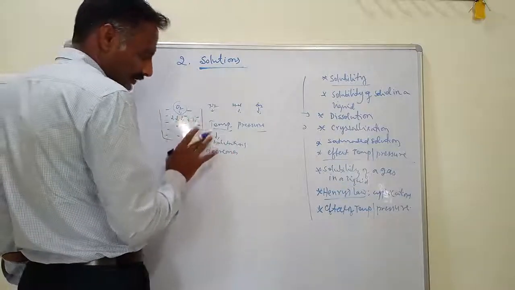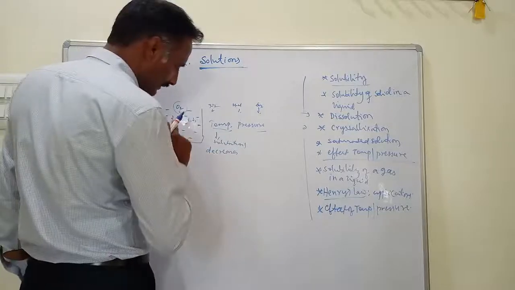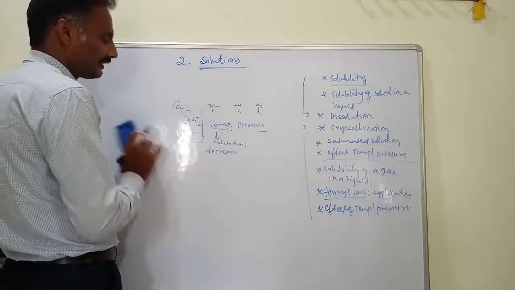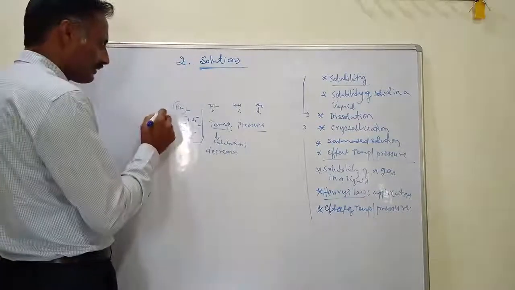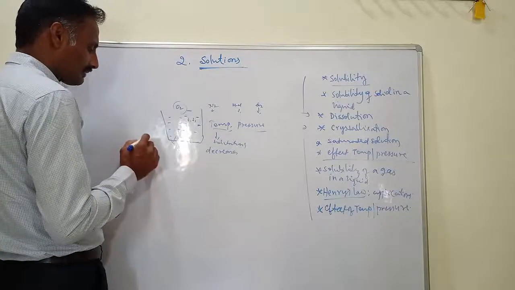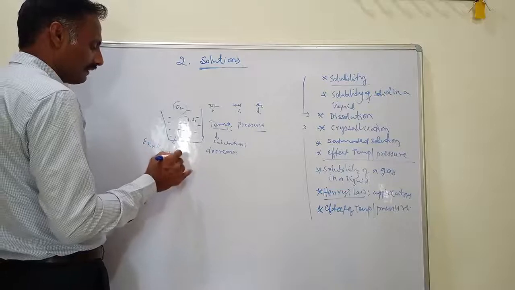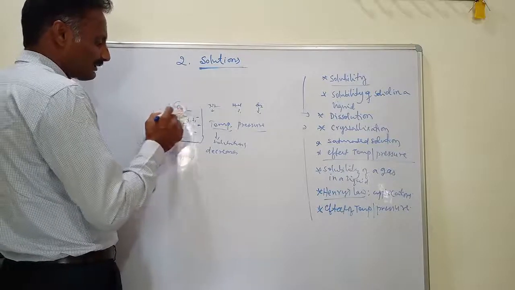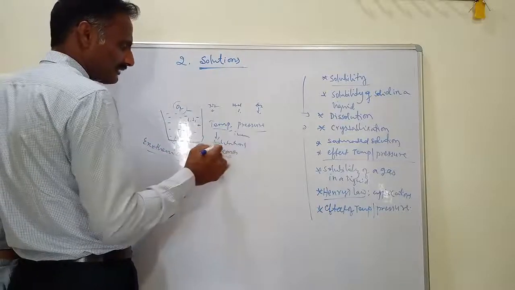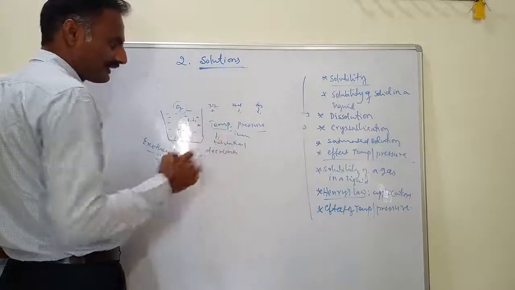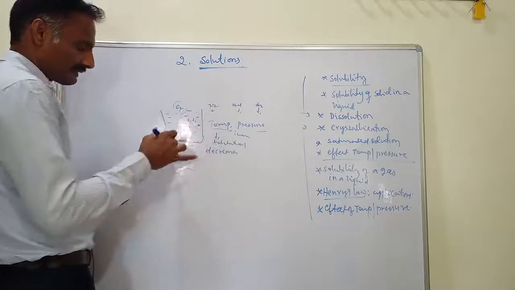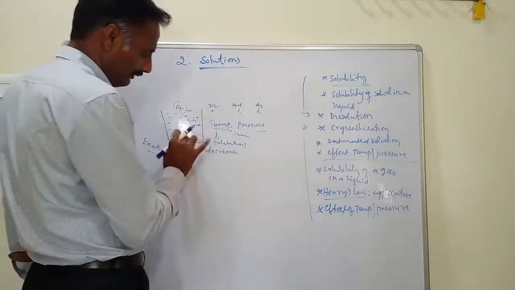Why does the solubility of a gas in liquids decrease with increasing temperature? This is mainly because the dissolution of a gas in a liquid is an exothermic process. If you take any gas, this is an exothermic process. The solubility of a gas in a liquid is exothermic. That's why, as the temperature increases, the solubility of a gas in a liquid goes on decreasing. This is the effect of temperature on the solubility of gases in liquids.